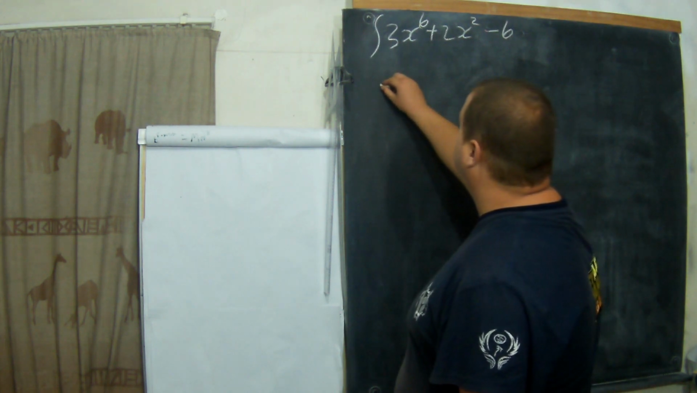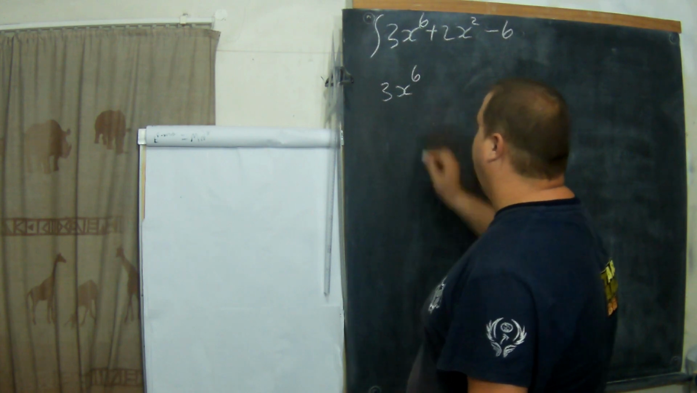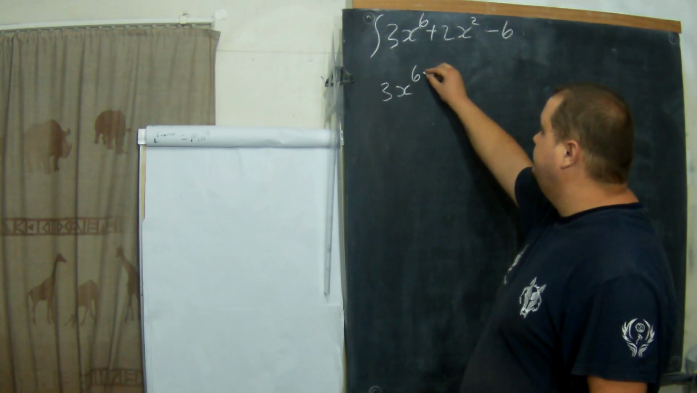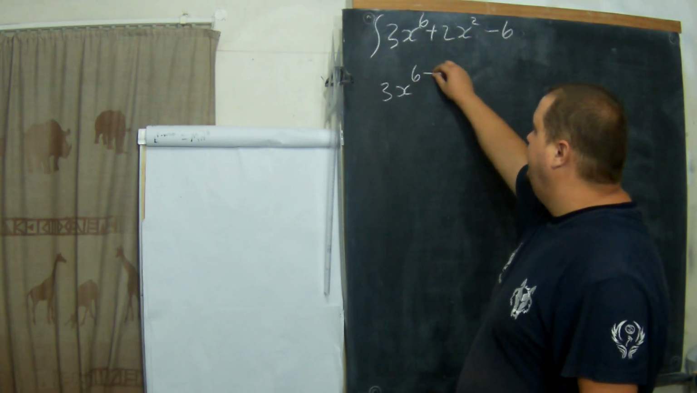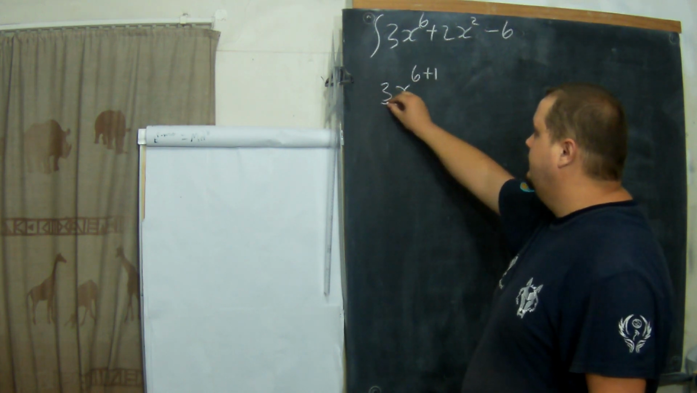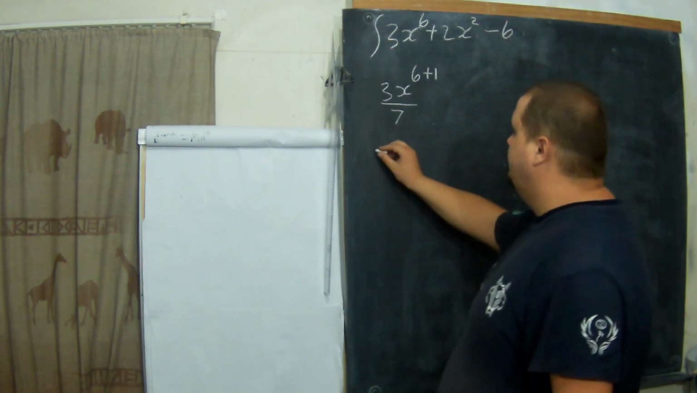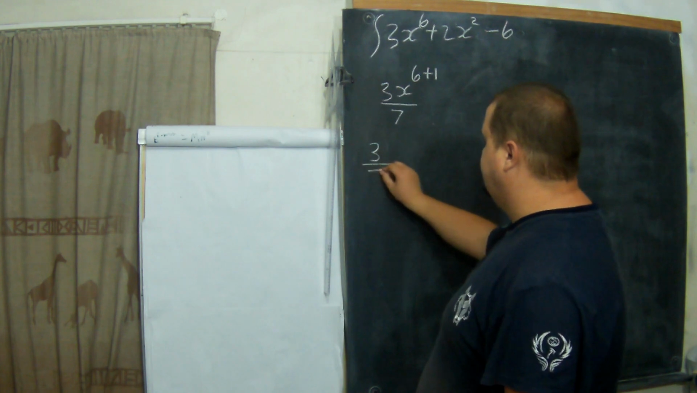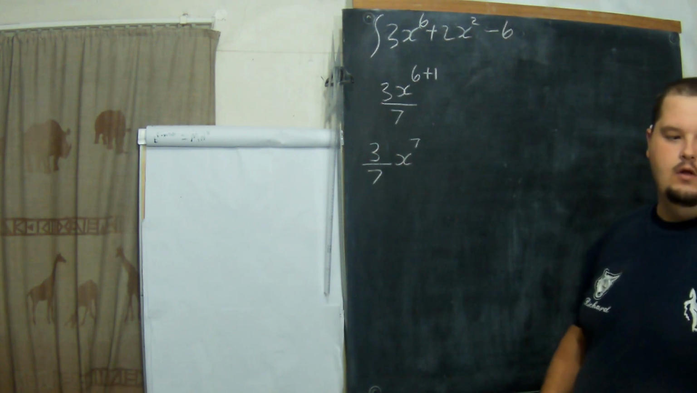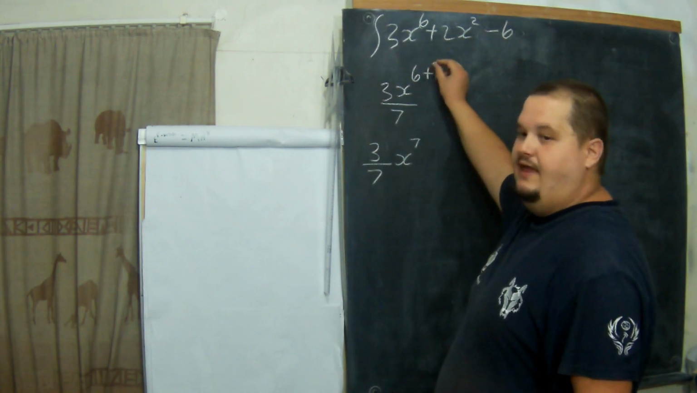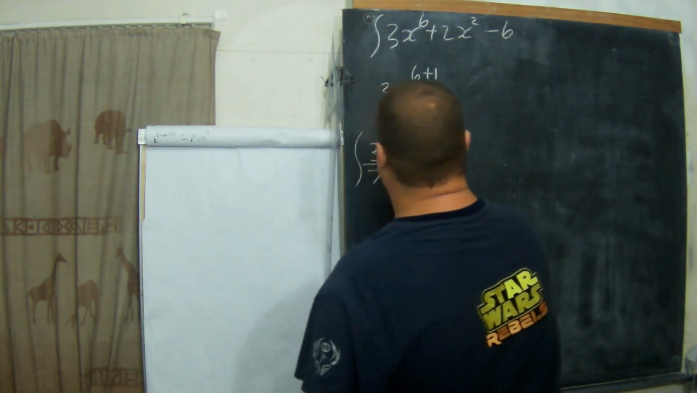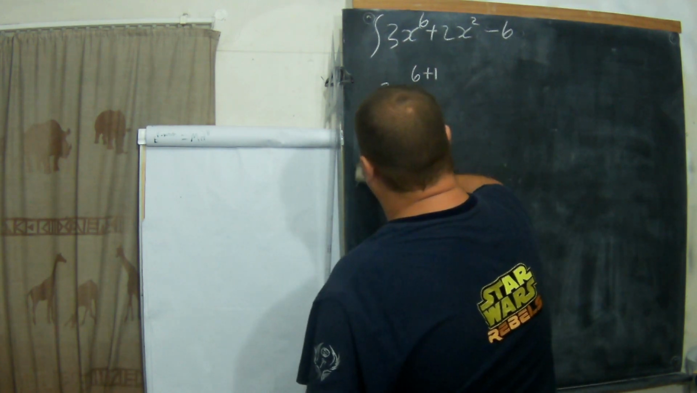First sum is 3x to the power 6. Now, what we need to do is add 1. So 6 plus 1 is 7, and we divide by 7. So it's 3 over 7, x to the 7. We don't divide by the first number, we divide by the added number. That's the first thing that got integrated.